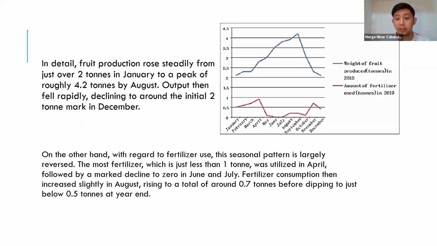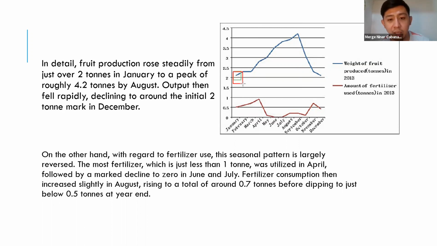Now I have another, but this one I will be presenting first the weight of fruit in detail. Fruit production rose steadily from just over 2 tons in January. So let me use my annotation right here. Okay, so fruit production rose steadily, from just over 2 tons in January. That's right here. And then to a peak of roughly 4.2 tons by August. This is where it peaked.